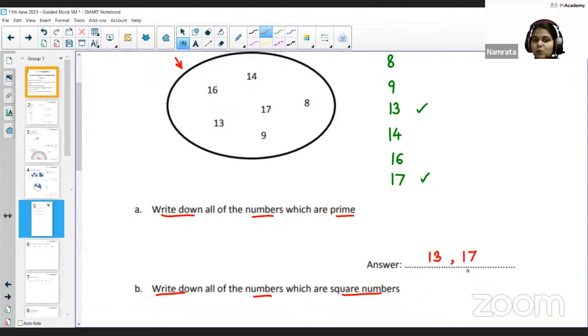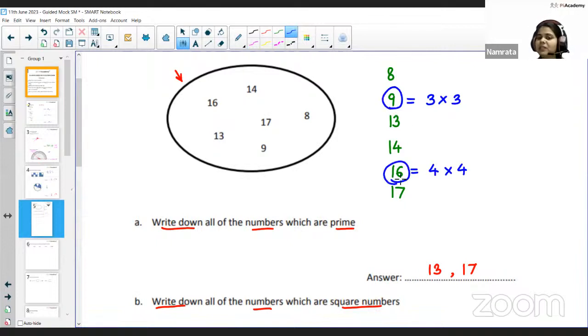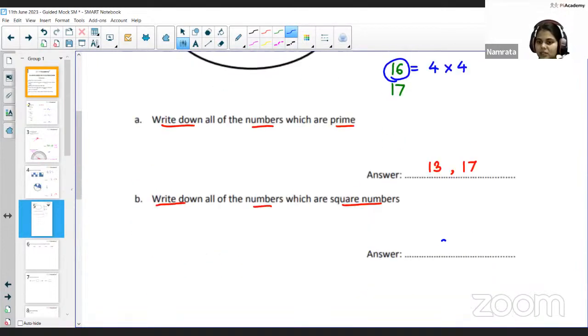Moving on to the next question, we need to write down all the numbers which are square numbers. Again, a number when multiplied with itself gives you a square number, right? If we carefully observe, 9 is 3 times 3 and 16 is 4 times 4. So the two numbers will be 9 and 16. That should be our answer. I hope we are clear with the solution.